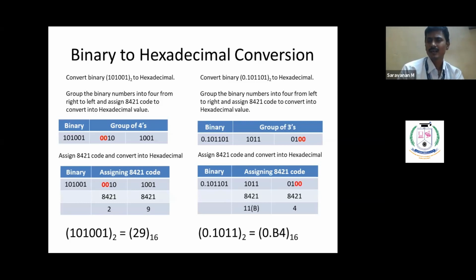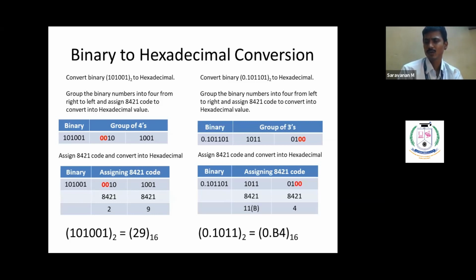Now take the decimal portion, on the right half of your PPT. The example is going to be 101101. We need to convert this into hexadecimal. Here the grouping should be done from left to right. If you take the left group, it has four numbers: 1011 is going to be group 1. And if you see the next half, we have 011.